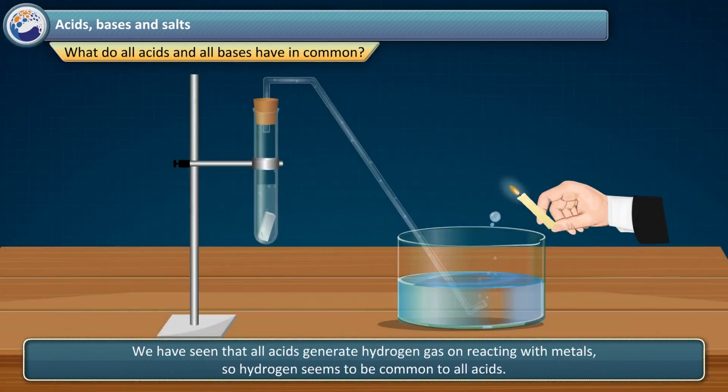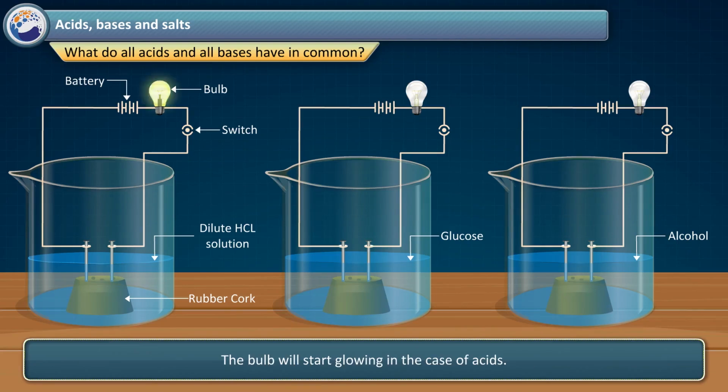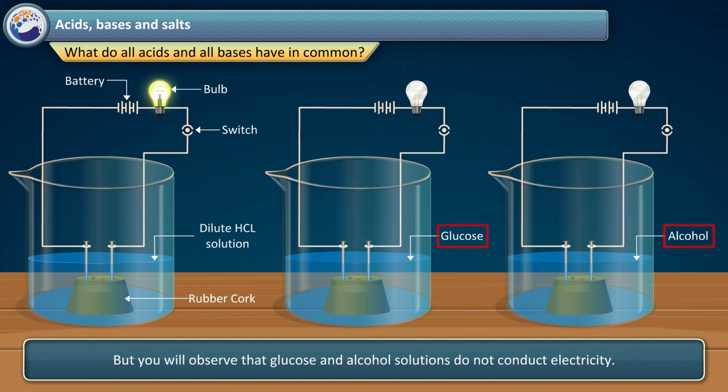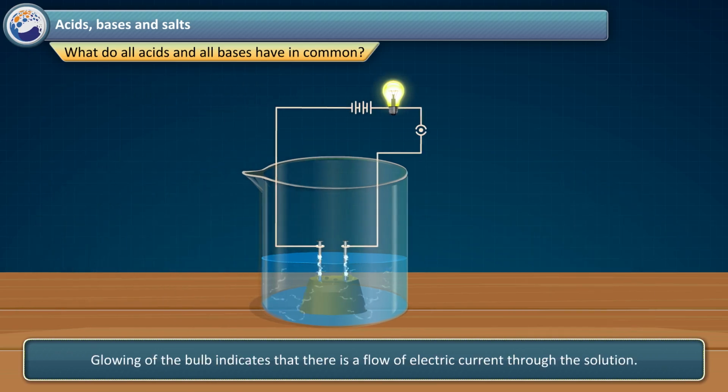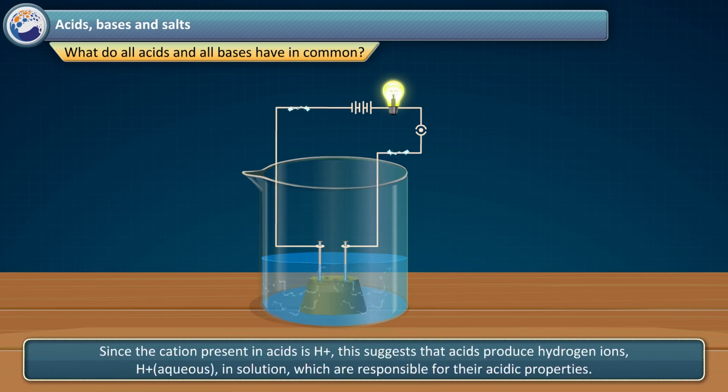We have seen that all acids generate hydrogen gas on reacting with metals, so hydrogen seems to be common to all acids. Let us perform an activity to investigate whether all compounds containing hydrogen are acidic. The bulb will start glowing in the case of acids. But you will observe that glucose and alcohol solutions do not conduct electricity. Glowing of the bulb indicates that there is a flow of electric current through the solution. The electric current is carried through the solution by ions. Since the cation present in acids is H+, this suggests that acids produce hydrogen ions, aqueous H+, in solution, which are responsible for their acidic properties.